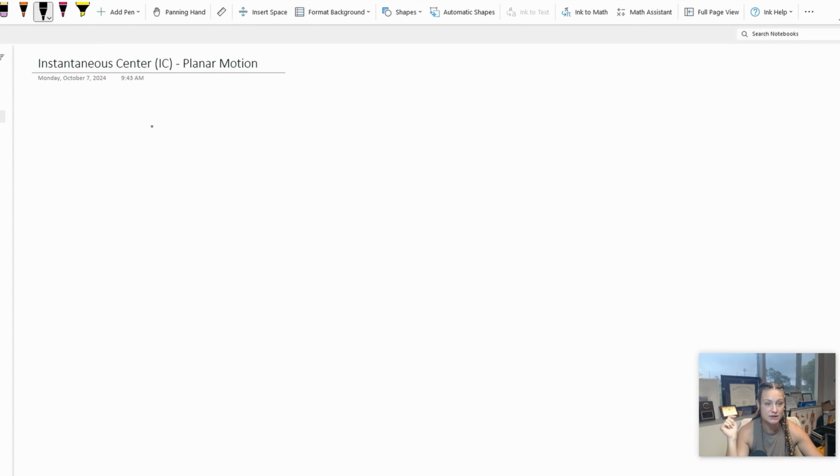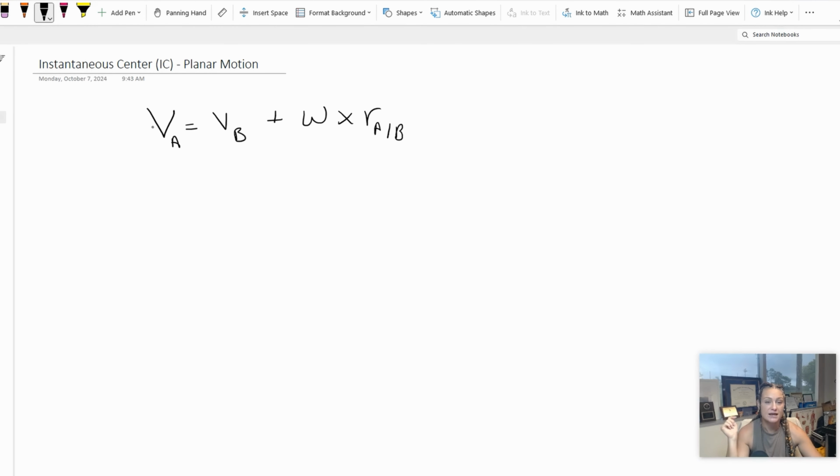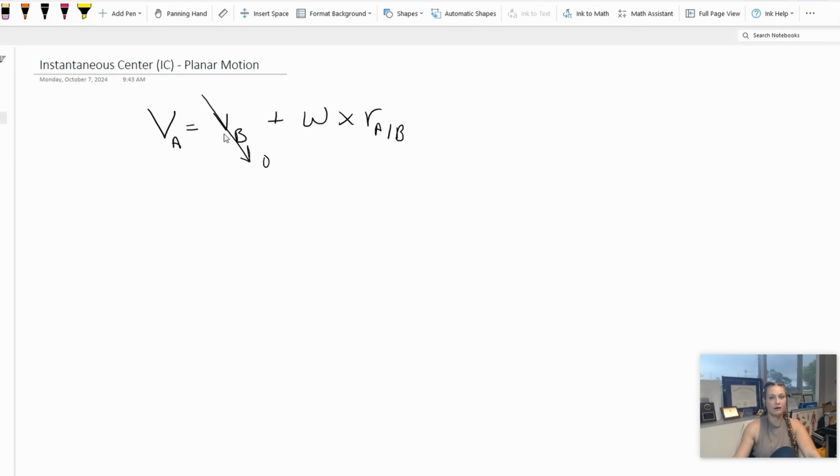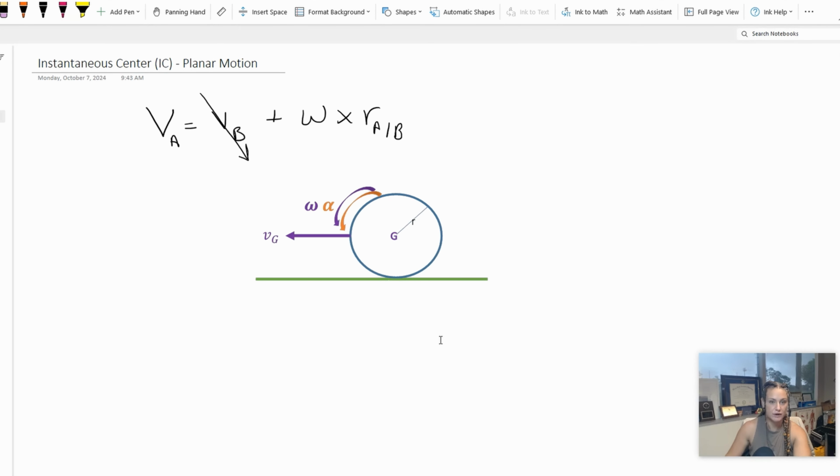So it takes an equation that looks like VA equals VB plus omega cross RA with respect to B, and basically says that's zero. In order to do this, there are three techniques to find where that point is. The first way is just visually by doing it. Okay, so let's take this for example.